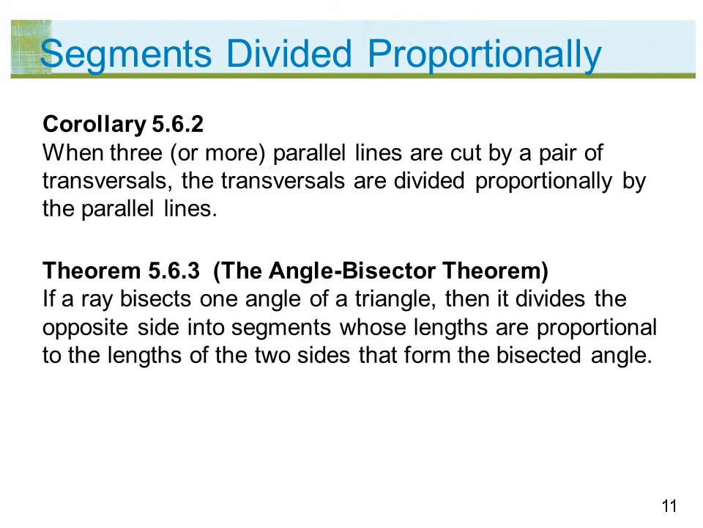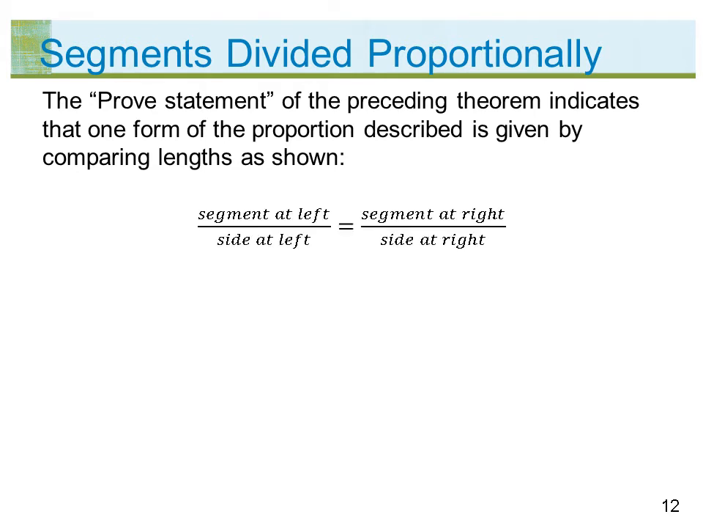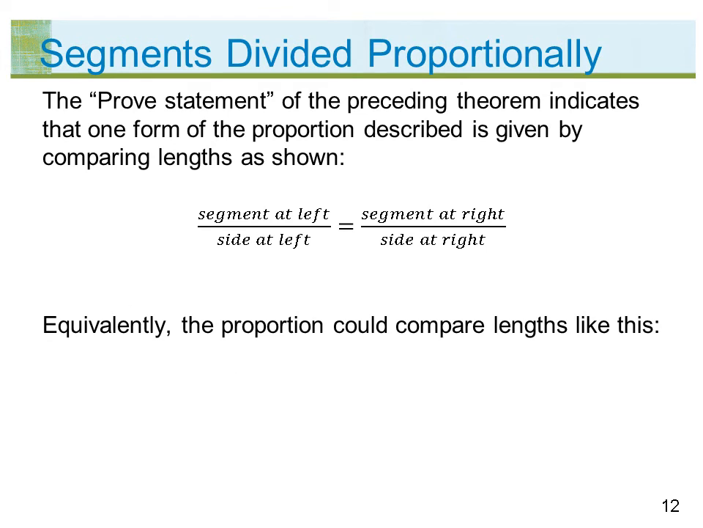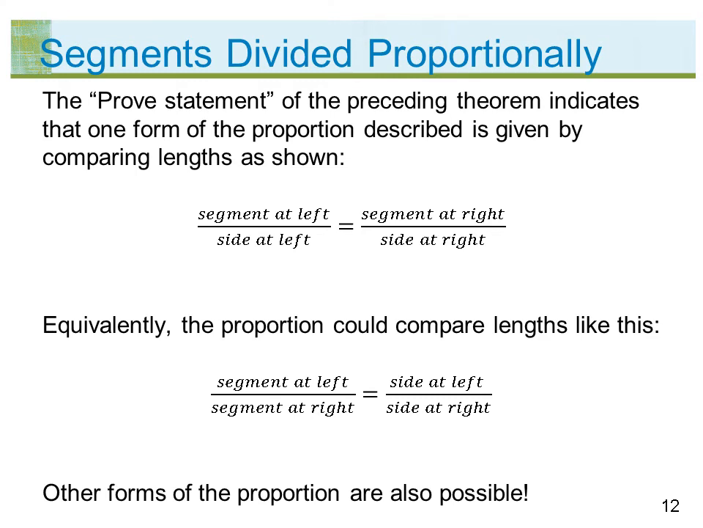Theorem 5.6.3, the Angle Bisector Theorem. If a ray bisects one angle of a triangle, then it divides the opposite side into segments whose lengths are proportional to the lengths of the two sides that form the bisected angle. The proof statement of the preceding theorem indicates that one form of the proportion described is given by comparing lengths as shown. Segment at left divided by side at left equals segment at right divided by side at right. Equivalently, the proportion could compare lengths like this: segment at left divided by segment at right equals side at left divided by side at right. Other forms of the proportion are also possible.